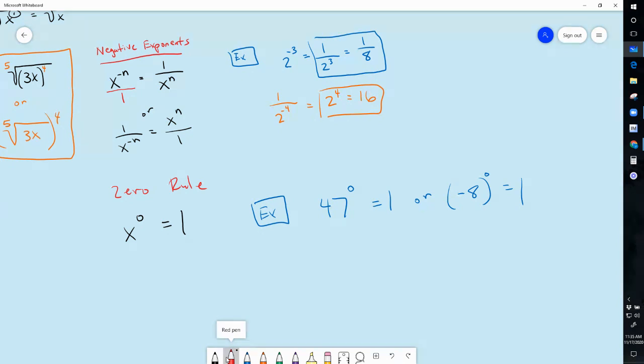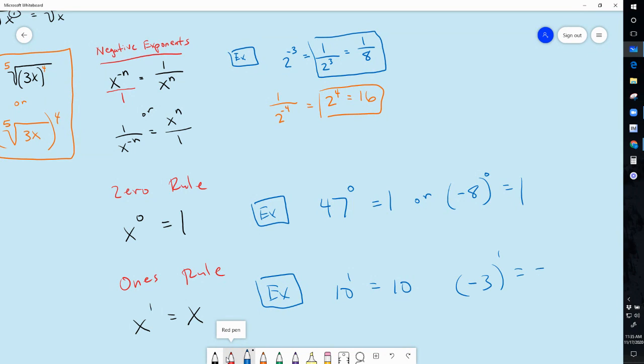And the last rule is called the ones rule. And that's just saying anything to the first power equals whatever the base originally was. So for example, if I said 10 to the first power, the answer was 10. If I said negative 3 to the first power, the answer is negative 3.